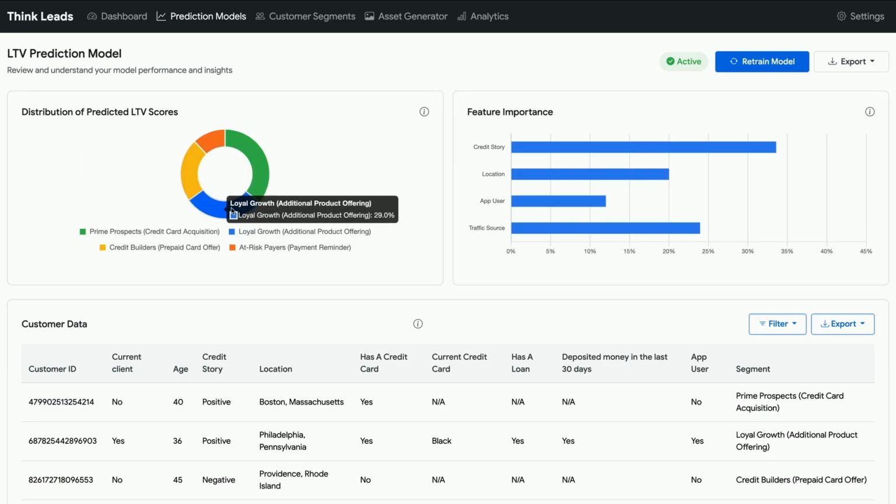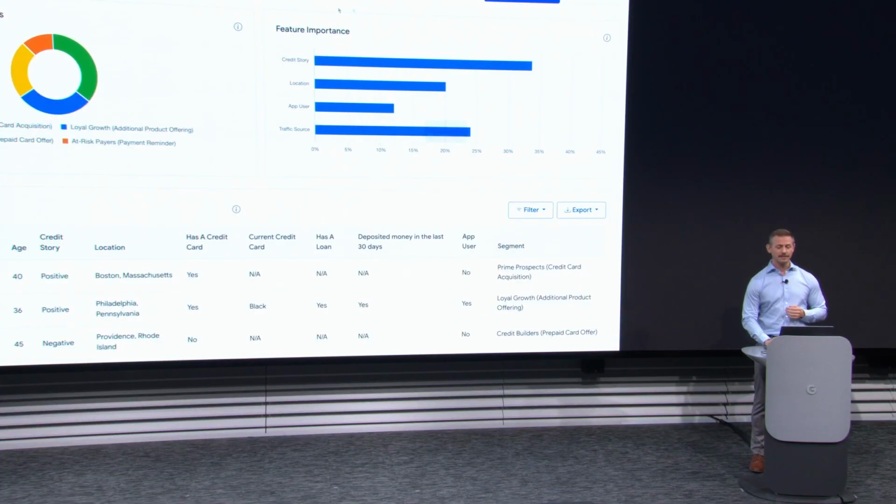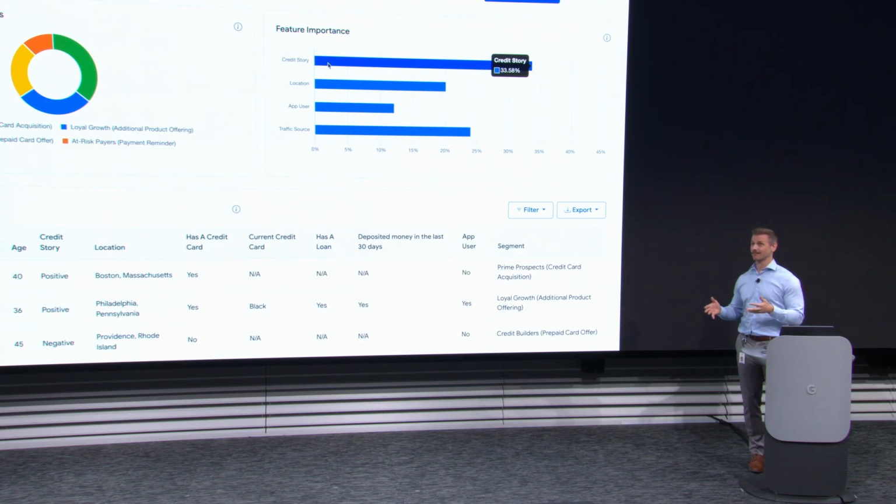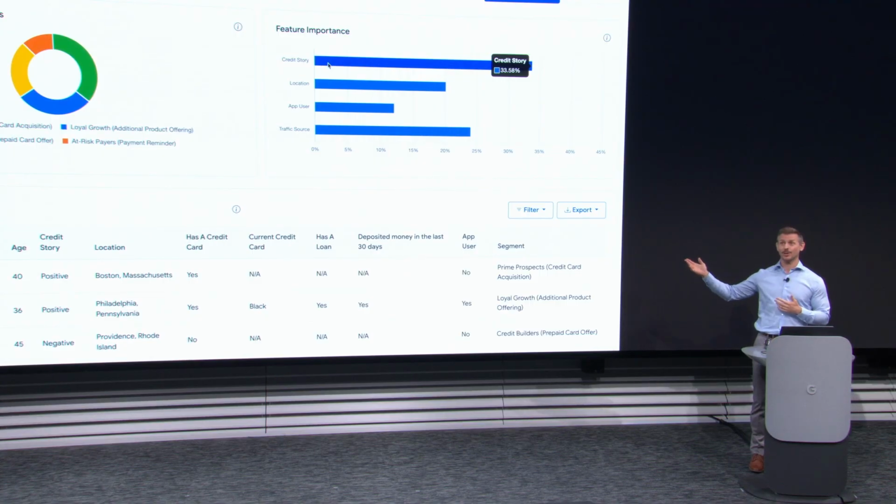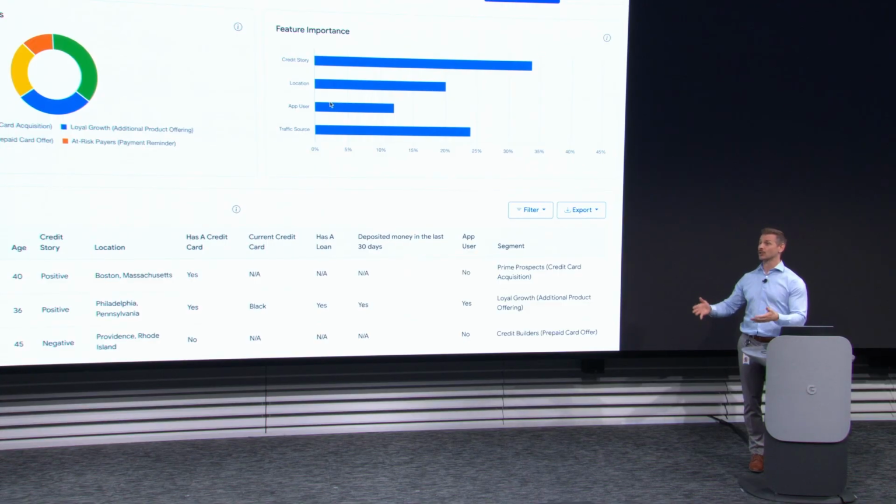And we can see that 29% of our customers fall into that top, or what we'll call our loyal growth tier. These are our customers that will drive 80% of the value and should be our focus for our upcoming campaign. But in the process of building our model, we also learn about what makes someone more likely to be a high-value customer. So some things might be more intuitive, like their credit story, but other things might be new insights that change the way you buy or target.